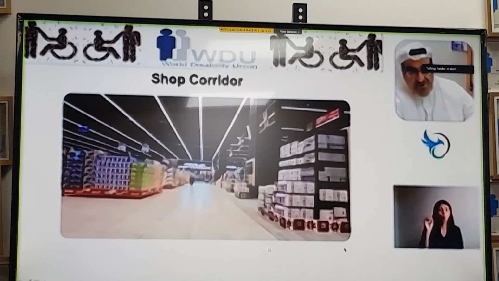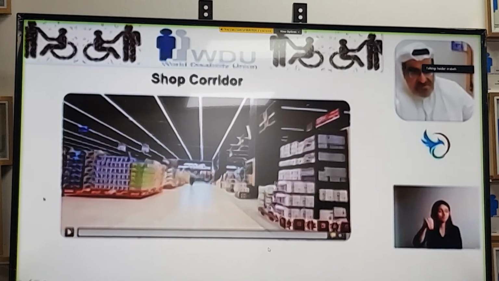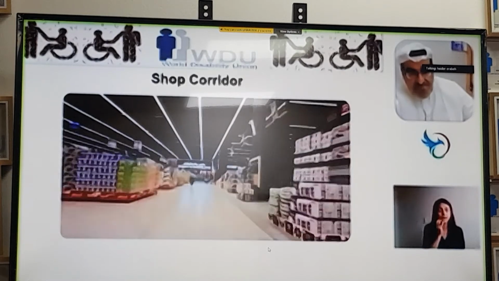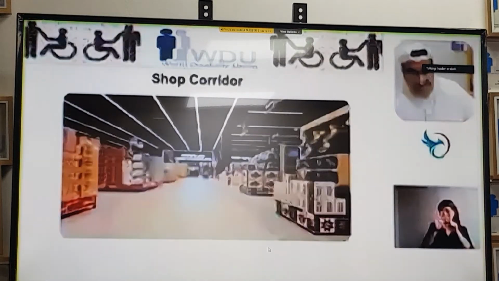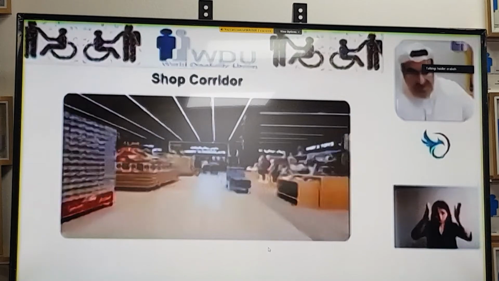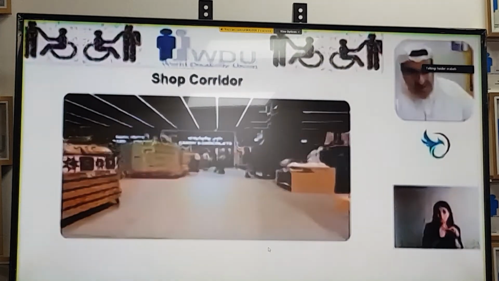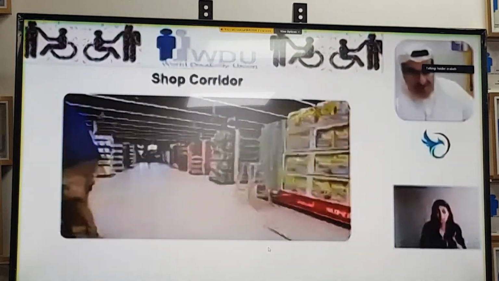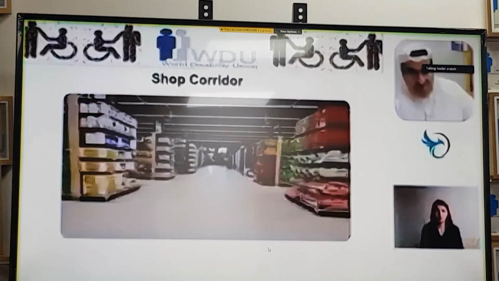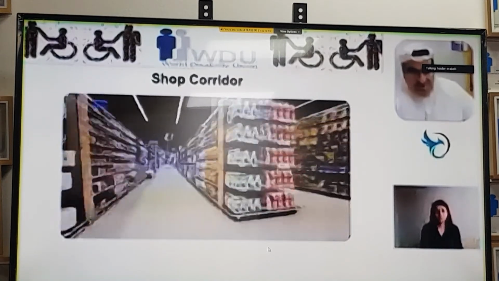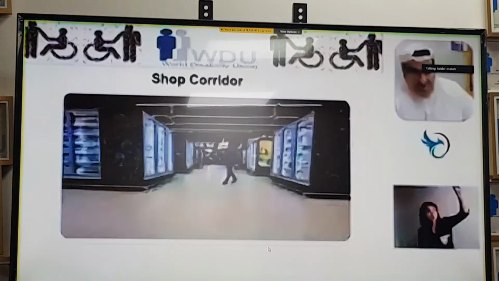Now I will show you an example of a very good shop. It has the width of the shop and all the corridors, and even the height of the equipment and material. As you see, the corridor is very big. Inside corridors are also very nice and very clear.